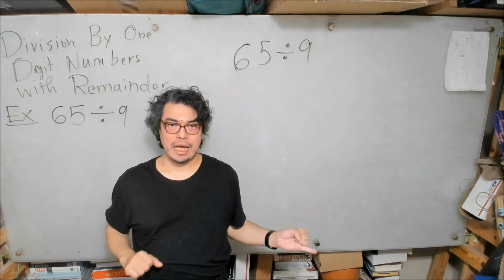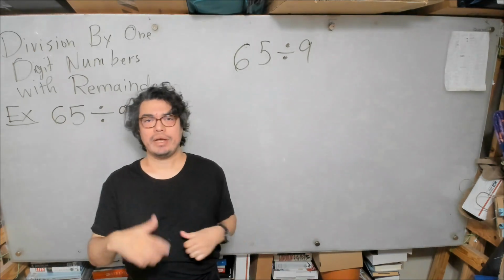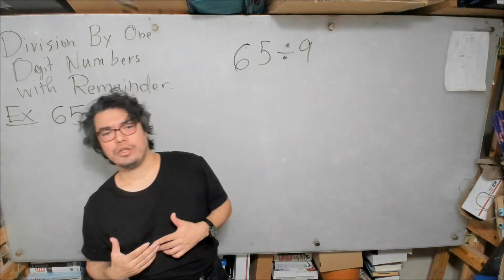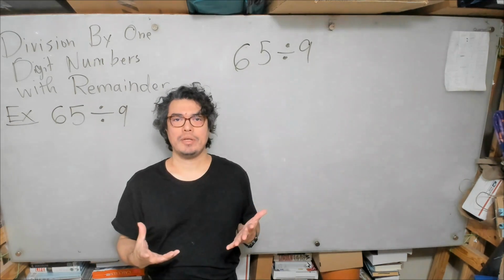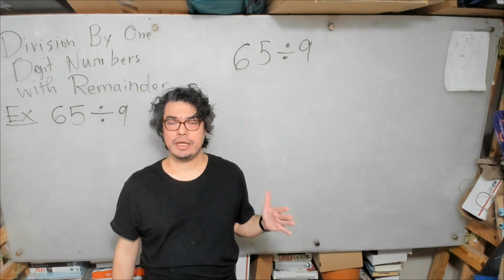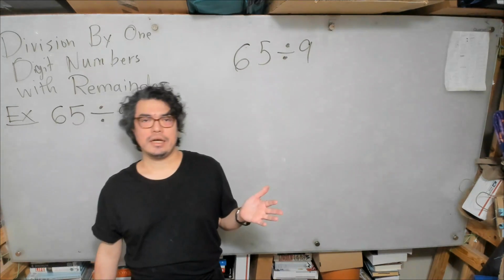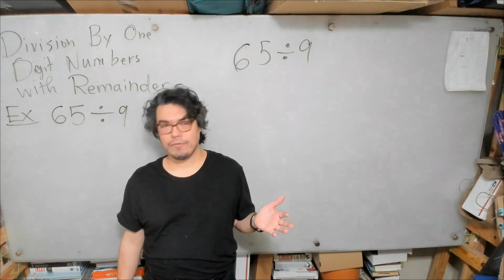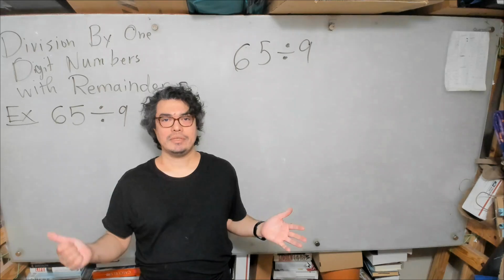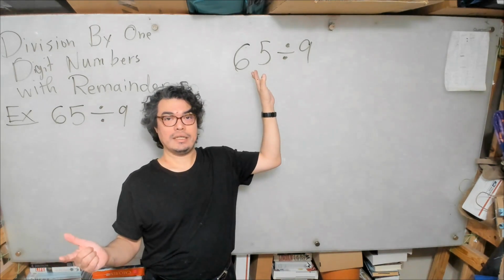9 times 1 is 9. 9 times 2 is 18. By the way, as I'm doing these, I want you to follow along with me, so that you can help to remember your multiplication tables as well, right? So 9 times 3 is 27. 9 times 4 is 36. 9 times 5 is 45. 9 times 6 is 54. 9 times 7 is 63. 9 times 8 is 72.